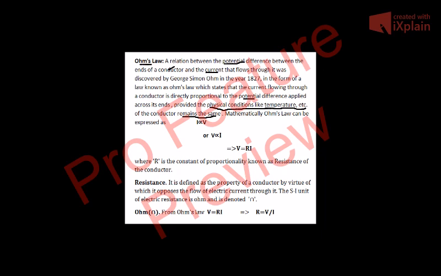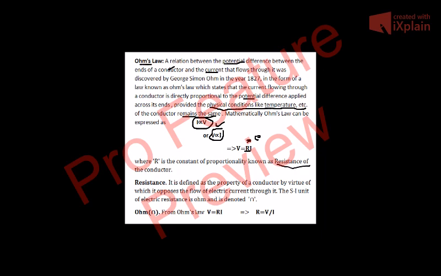Mathematically, Ohm's law can be expressed as I is proportional to V. That is, the current flowing in the conductor is directly proportional to the potential difference that exists between its ends. Or we can also write V proportional to I. And when we remove the proportionality, we insert equality. That is, V is equal to RI, where R is the constant of proportionality. And this constant of proportionality is known as the resistance of the conductor.